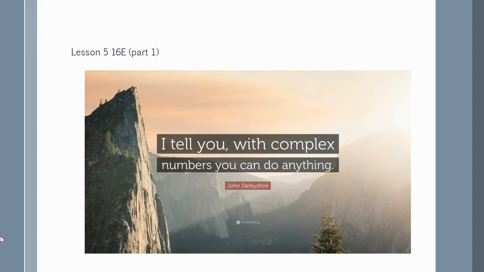And this was lesson 5. It's still part of 16.